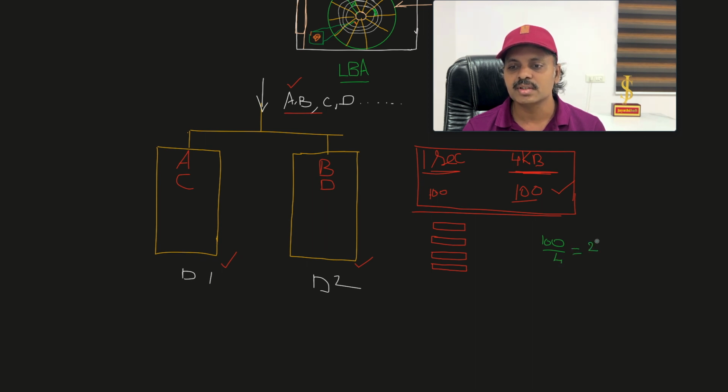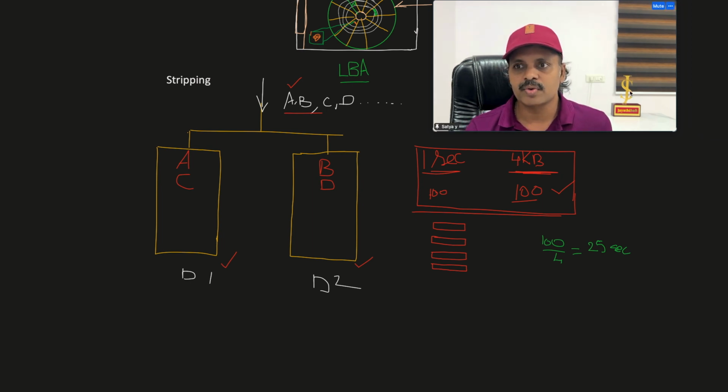Are you seeing the speed, or the performance, getting increased or not? The more disks I add for striping technology, our overall performance is dramatically increasing. Right. So that is how we are achieving the performance side.